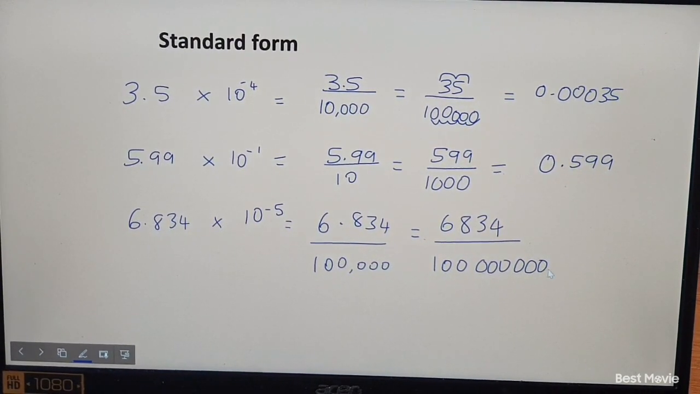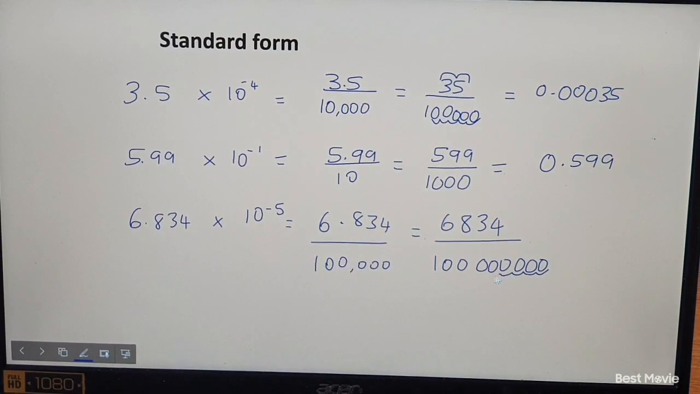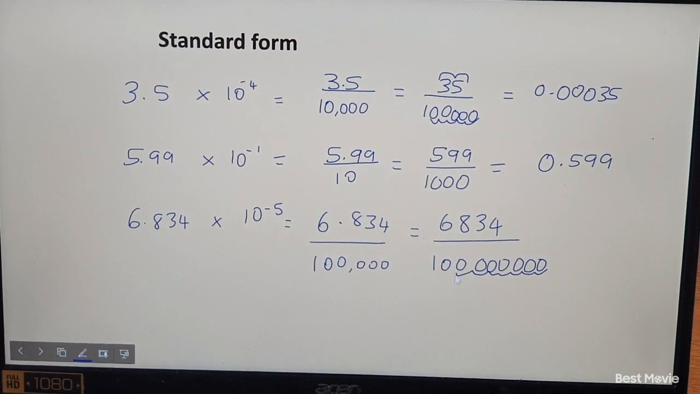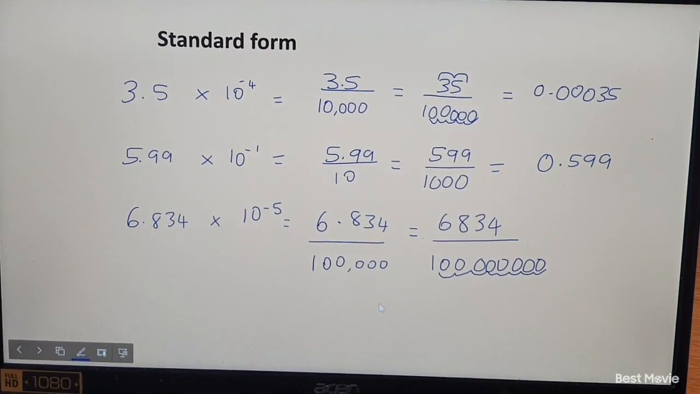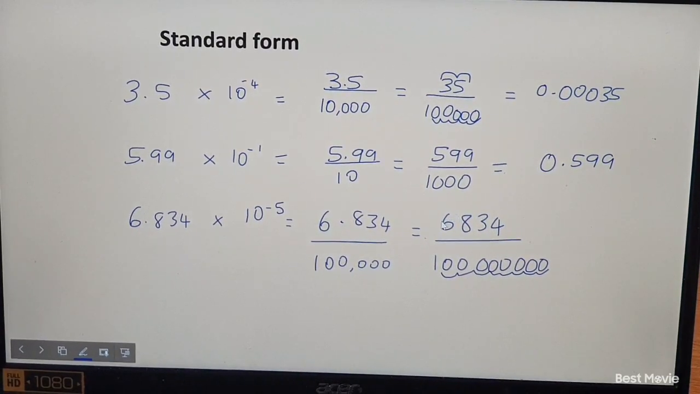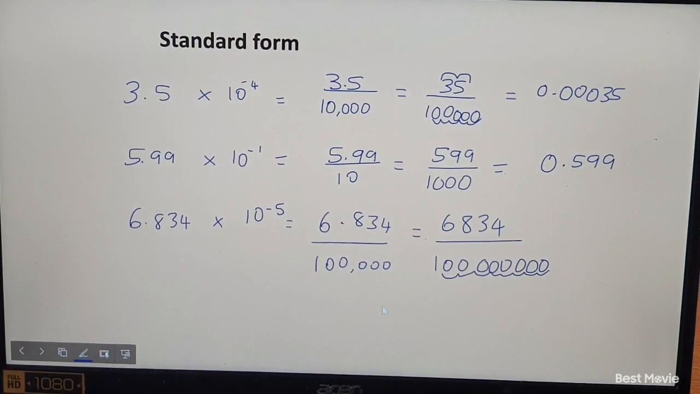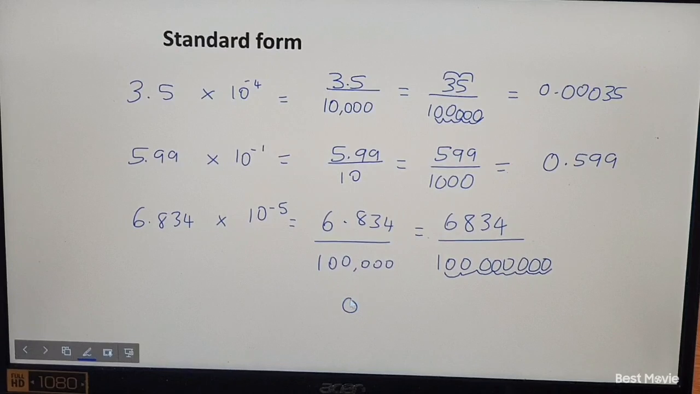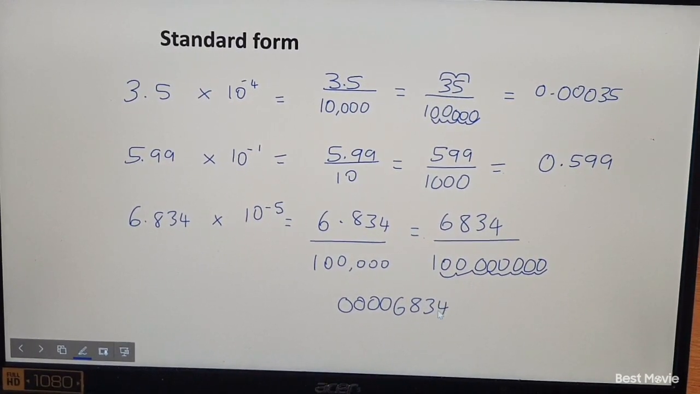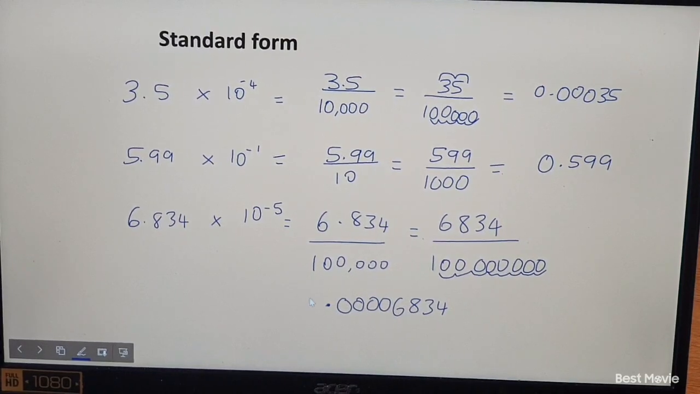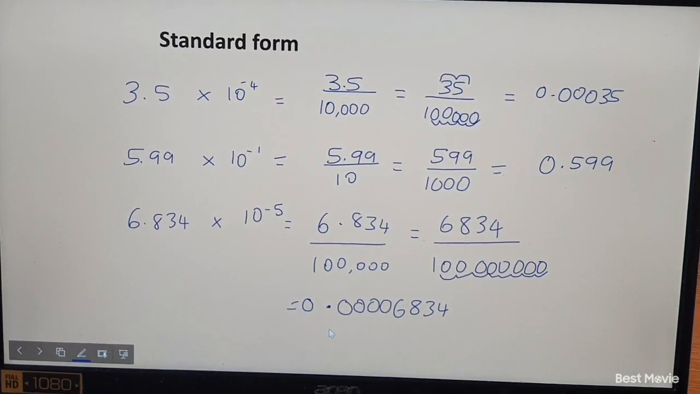Okay, so I will need 1, 2, 3, 4, 5, 6, 7, 8 hoops to get this to 1. So my numerator, I'm going to do it under here. I've already got 4 digits, so I'm going to need another 4 to complete the 8 hoops. So 1, 2, 3, 4, 6, 8, 3, 4, then your decimal point, then the 0 in front. Okay, well done.